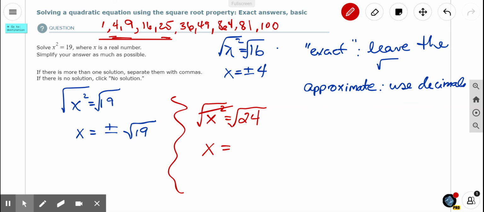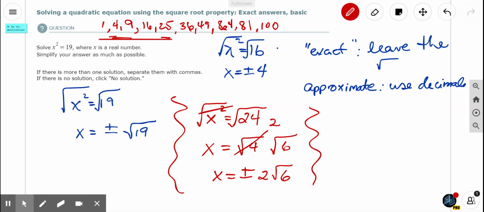So we're going to break up 24. It is divisible by 4 and 6. The square root of 4 is 2. So x is equal to plus or minus 2 root 6. Okay, let's try another one. Let's say you have y squared equals, let's go with 30, not 36, let's go with 32.